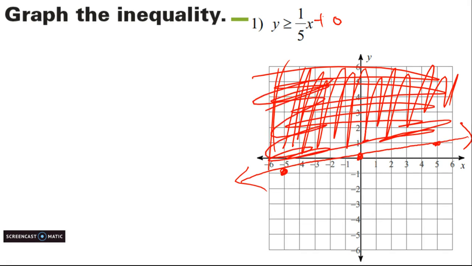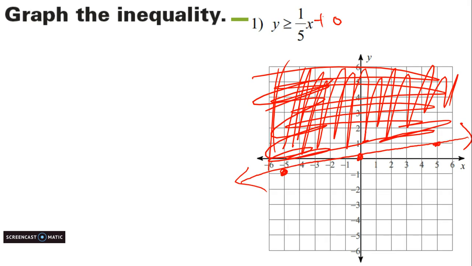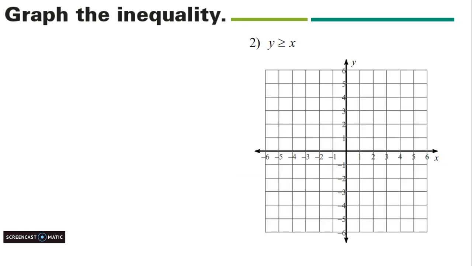Again, the shaded region tells us all the ordered pairs that would make the statement true. And the white space is all the ordered pairs where the statement would not be true. And since it's equal to, the line, which represents all the points that would make both sides equal, is part of the solution here. Only for greater than or equal to or less than or equal to.